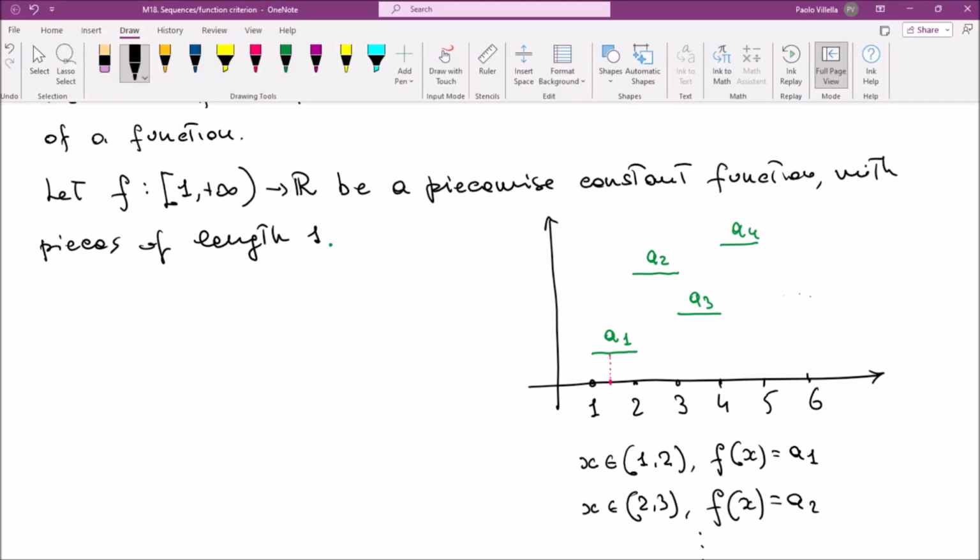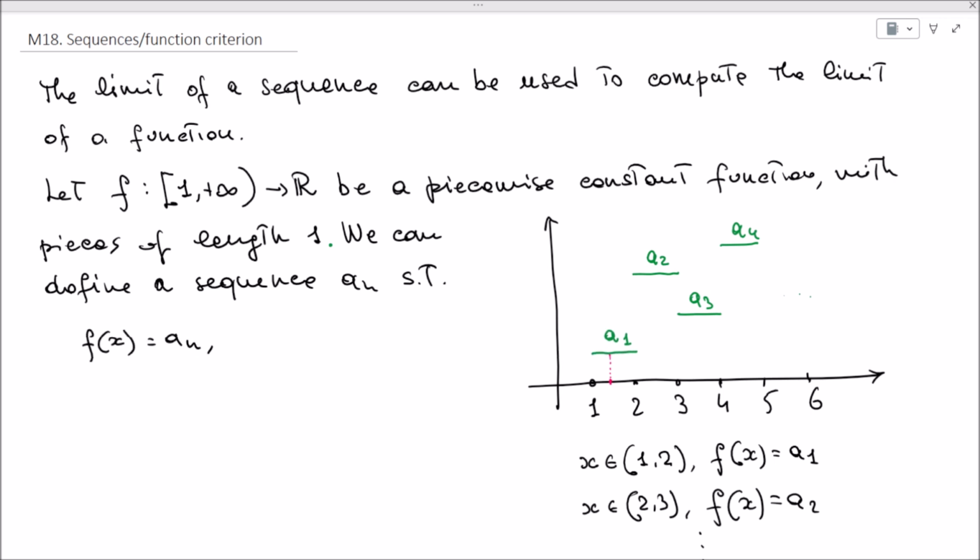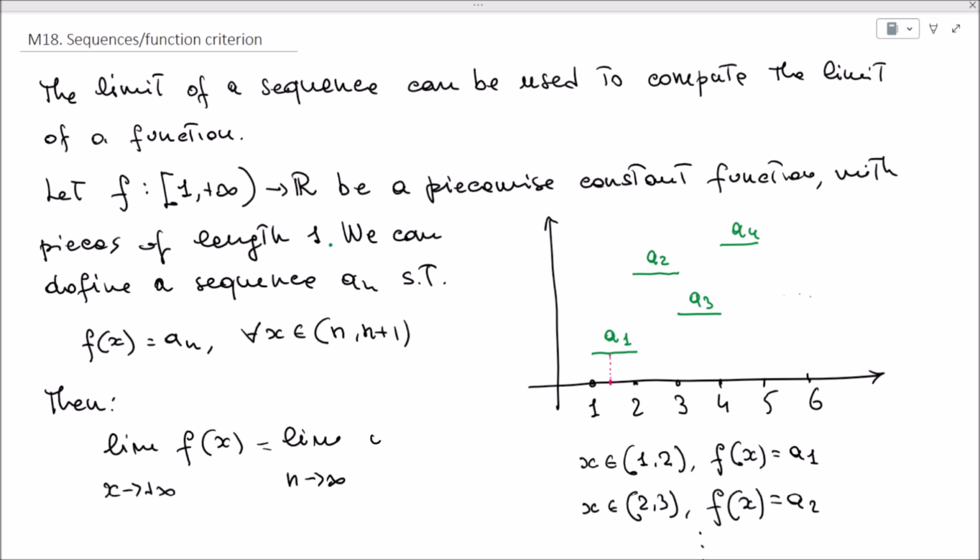So we can define a sequence a_n such that f of x is equal to a_n for every x that belongs to the interval [n, n+1). Well, if this is the case, then the criterion says that the limit of f of x as x goes to plus infinity is equal to the limit as n goes to infinity of a_n.